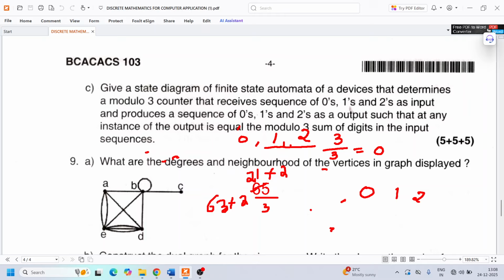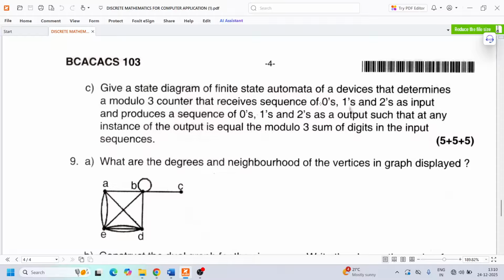That is what is mentioned over here. The counter will receive 3 inputs, that is either 0, 1, or 2, and it produces either 0, 1, or 2. That means 3 outputs it is going to produce. So if you have a counter here, you give 3 inputs: either the input is 0, the next input is 1, the next input is 2.